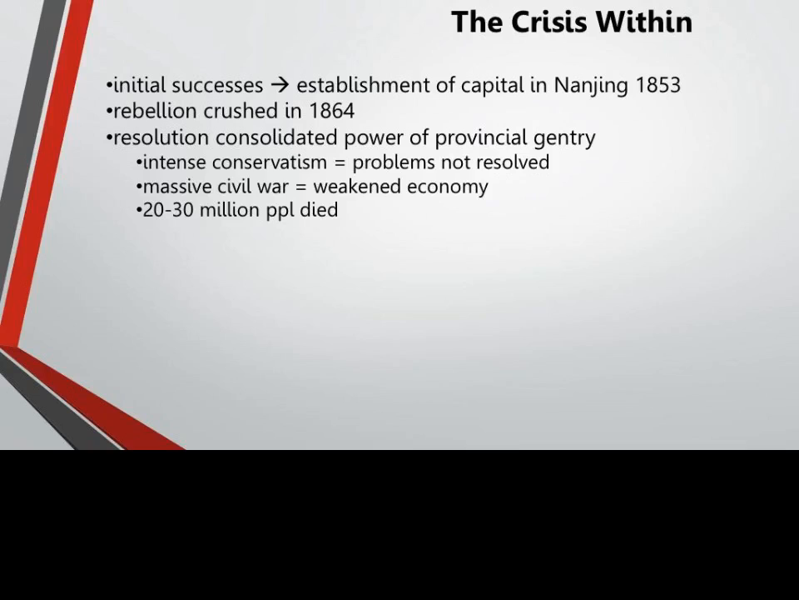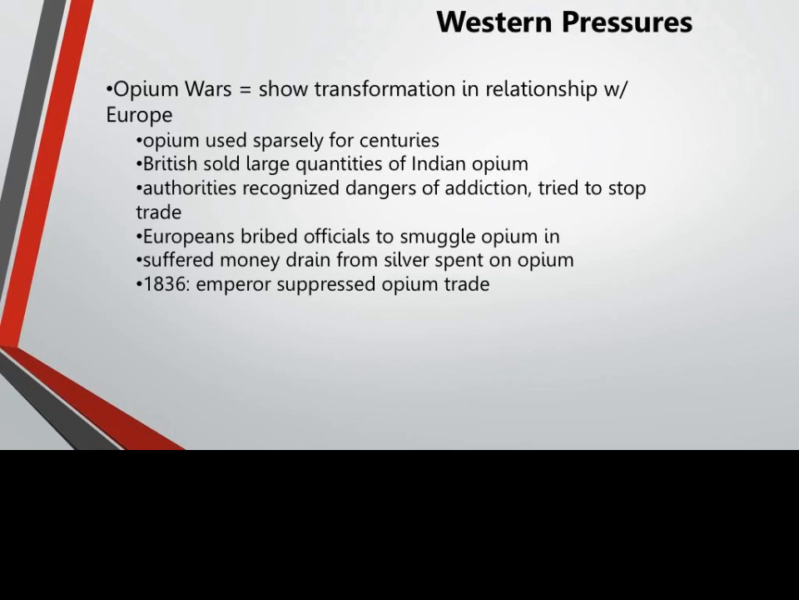And the massive civil war had seriously weakened the Chinese economy. And that's because about 20 to 30 million people had died. All right, the Opium Wars. Western pressures. The Opium Wars really show the transformation of China's relationship with Europe.